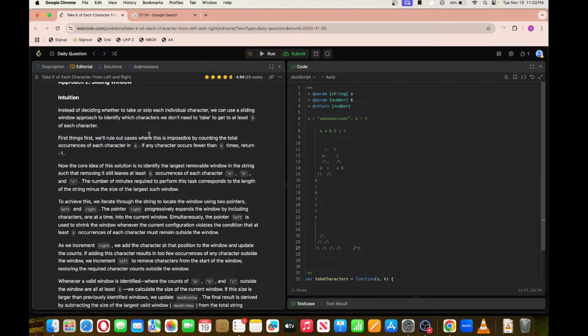But what is sliding window? Like, how can we solve this using sliding window? I don't know. Instead of deciding whether to take or skip each individual character, we can use a sliding window approach to identify which characters we don't need to take to get to at least k of each character.